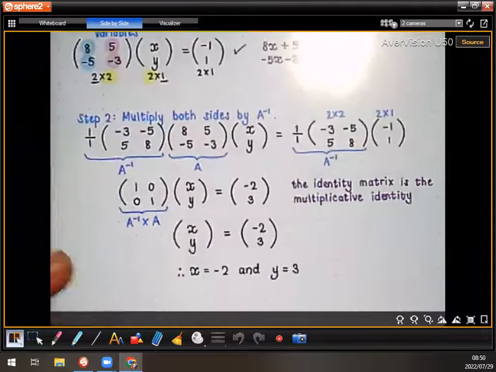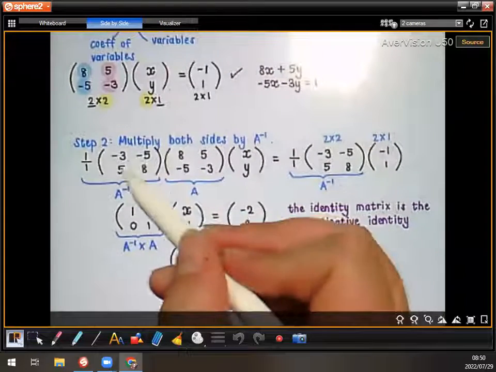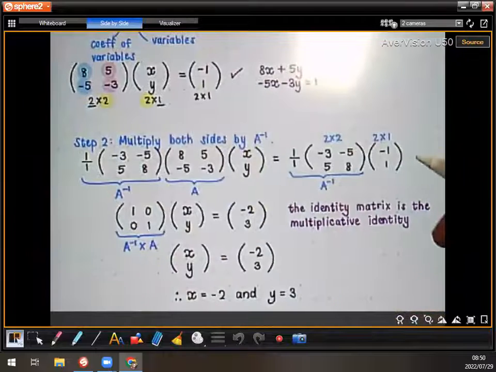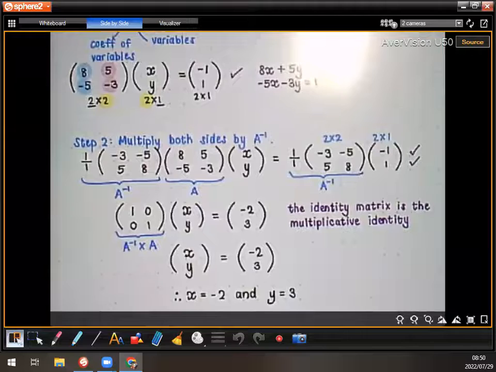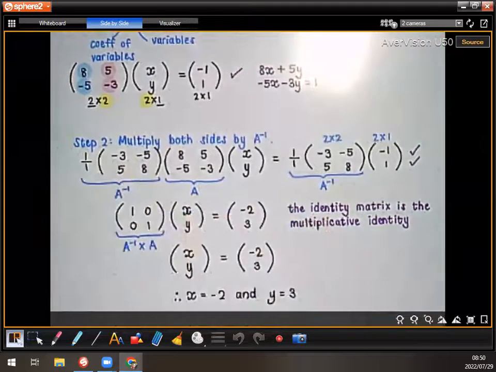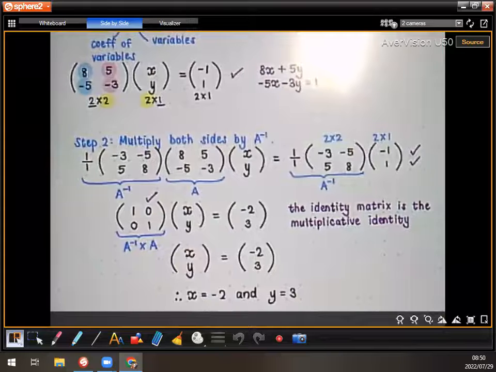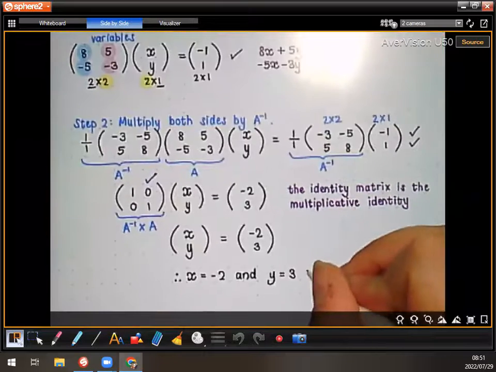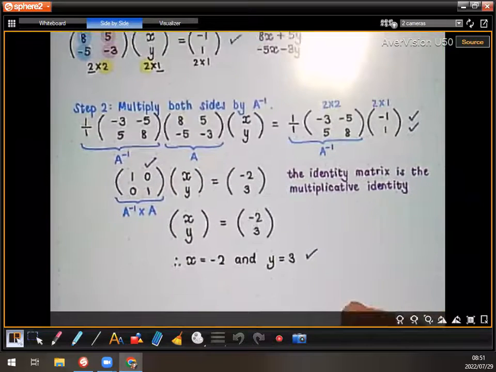So let's just quickly look at mark allocations again. We said 1 mark for setting up your matrix equation. Then you'll get 2 marks for this line: 1 mark for getting the inverse and 1 mark for multiplying both sides by the inverse. So 1 mark for actually calculating that inverse and then a mark for using it in your equation. A mark for getting the identity matrix, actually showing that. And then probably one mark, maybe two, I'm not sure, for your answers.